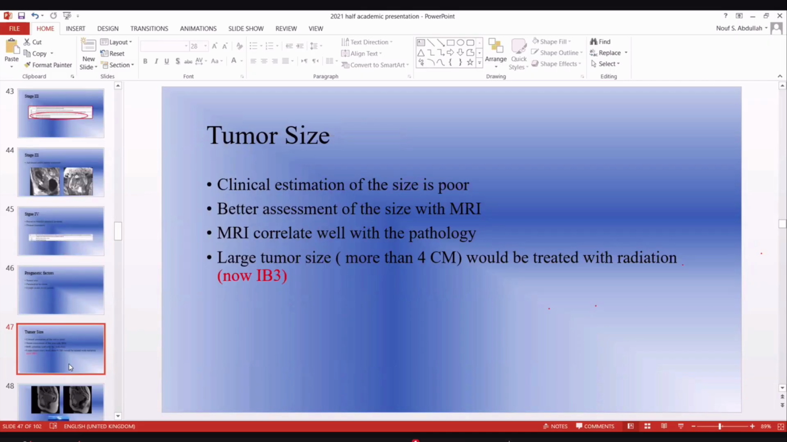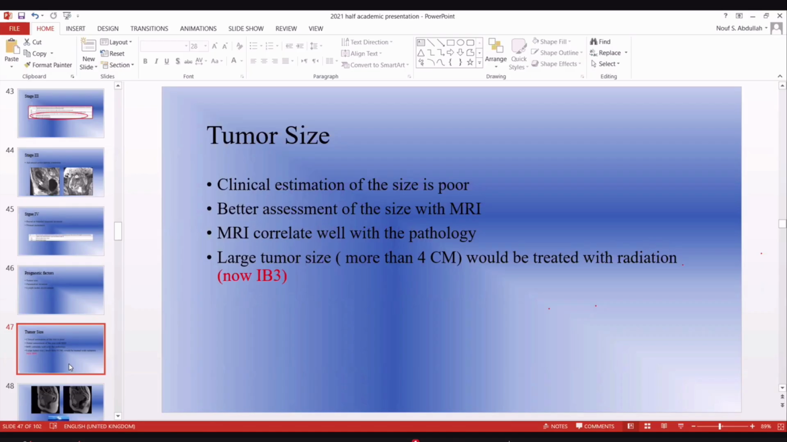So tumor size is very important because the physician usually they are able to measure the tumor size. However, the clinical estimation of the size of the tumor is very poor. And the reason for that is because when they measure the size, they usually measure the mediolateral and the AP dimension of the tumor. They are unable to measure the craniocaudal dimension of the lesion. So when we do our MR assessment, sometimes we give them a larger size because we are able to assess the craniocaudal dimension of the tumor and they are unable to do so.